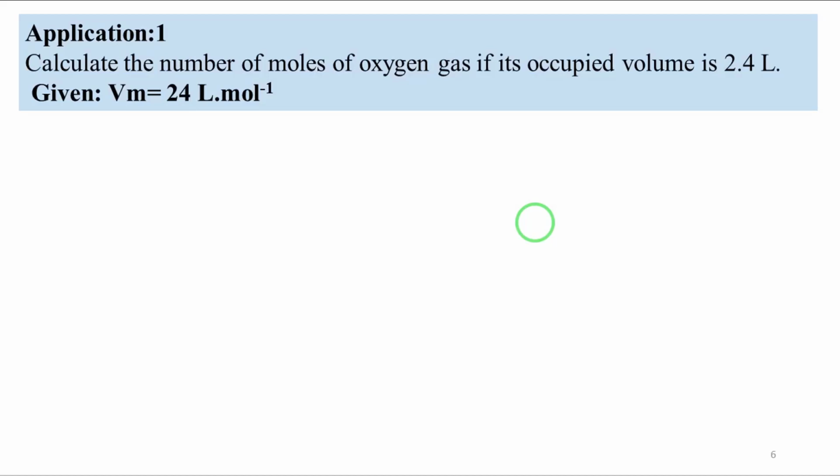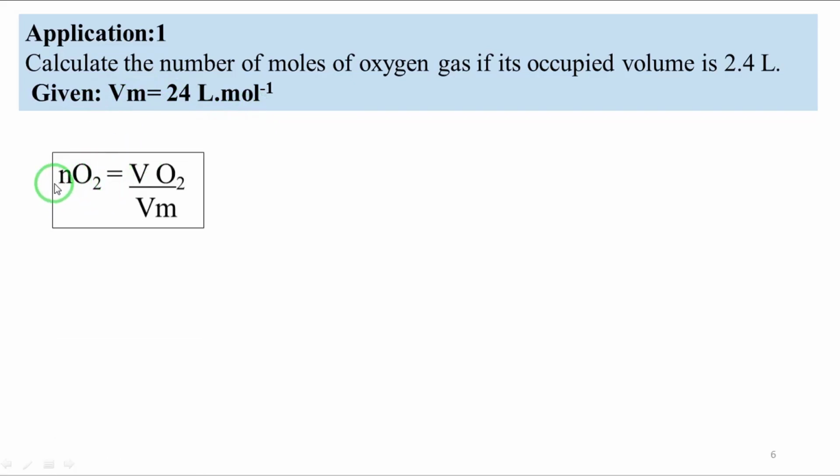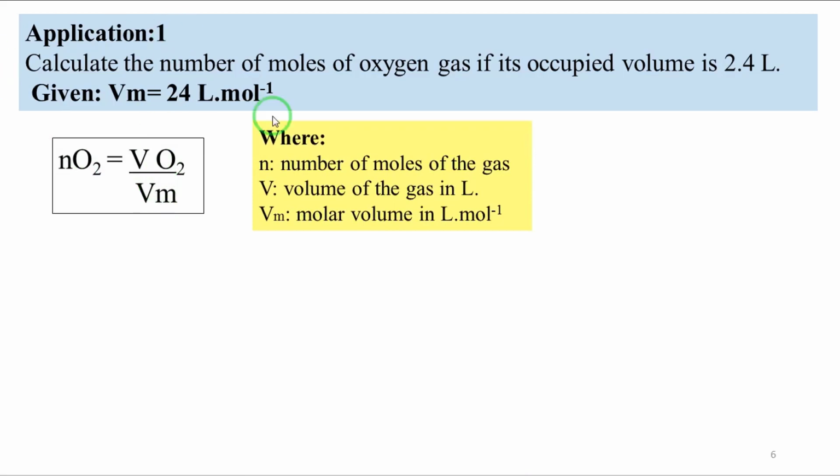So let's solve the following application in order to understand more how to use the concept of molar volume in our calculations. Calculate the number of moles of oxygen gas if its occupied volume is 2.4 liters, and given for you the molar volume is equal to 24 liters per mole. So here I'm going to use the following formula, where the number of moles of oxygen is equal to the occupied volume divided by the molar volume, where small letter n always is the number of moles of the gas, capital letter V is the volume of the gas in liters, and capital letter V with a small letter m is the molar volume in liters per mole.